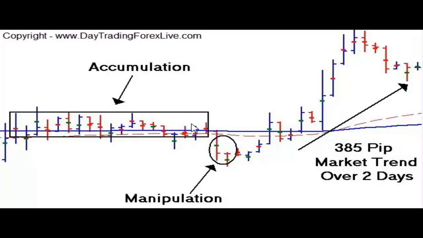Again, same thing: accumulation, then a false push down that doesn't have any follow through, and that is followed by the market trend. If they push the price down, that's triggering further selling, so they can buy into that selling, and then the price pushes up.